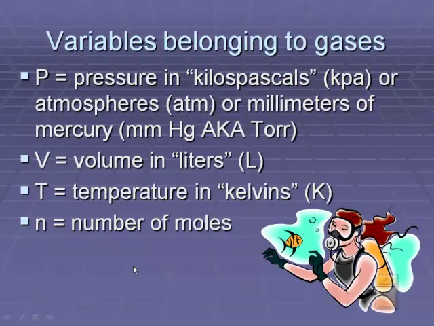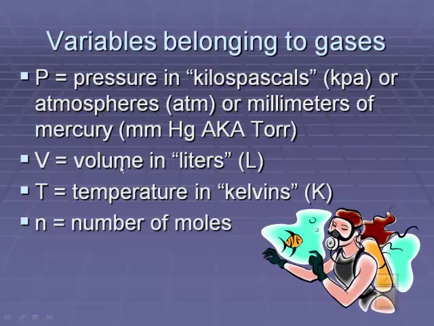All right, here are the basic variables that I'm sure you recognize from basic honors chemistry. Capital P stands for pressure, and pressure can be measured in various units here. We've got kilopascals, symbolized as lowercase k, capital P, lowercase a. Or atmospheres, or millimeters of mercury, which is also known as torr.